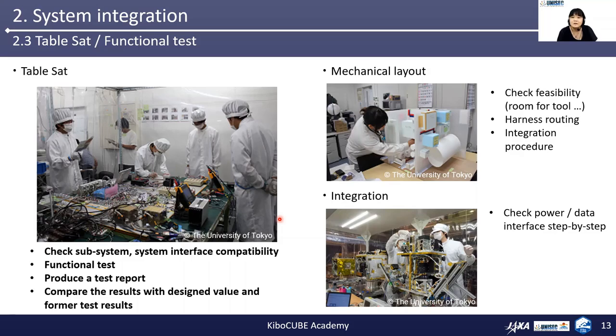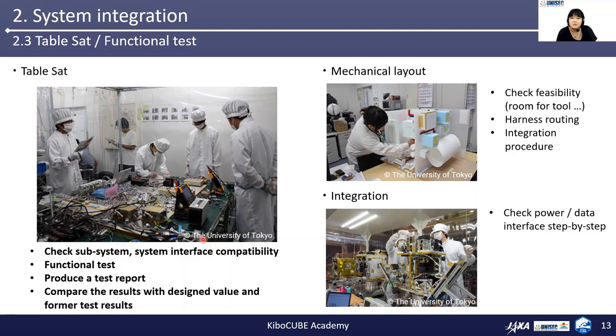This configuration allows checking the main function and performances with higher accessibility than mounting the components to the satellite structure. Some interface tests between the satellite system or subsystems and outside systems are performed with this configuration. It is better to use the actual harness during the test in the final phase.